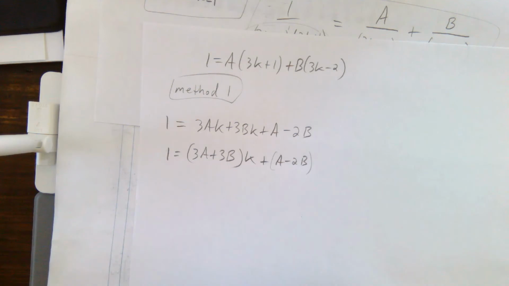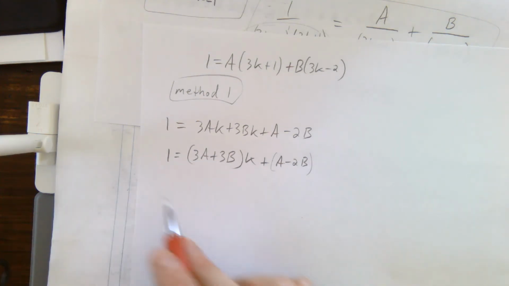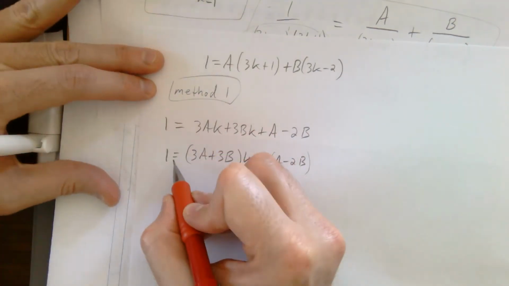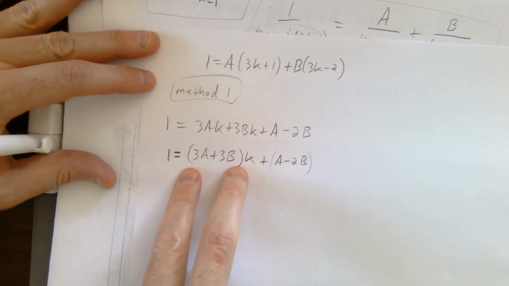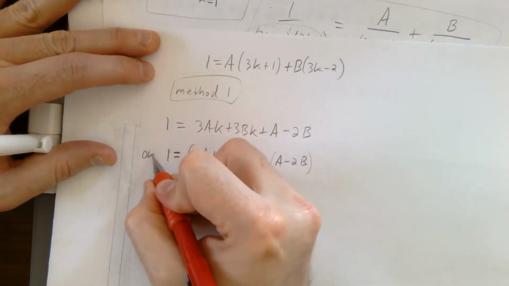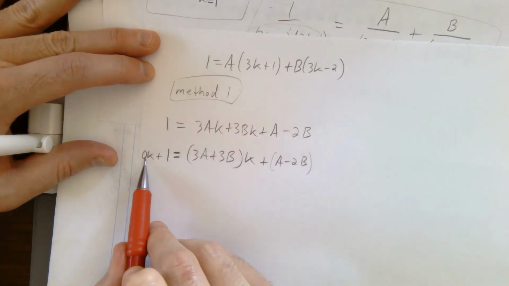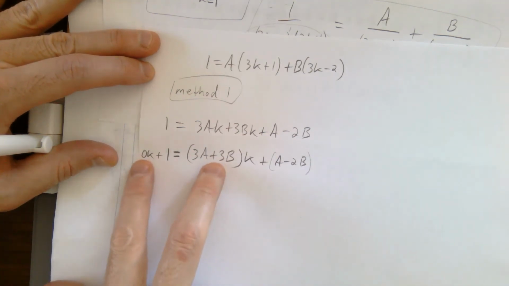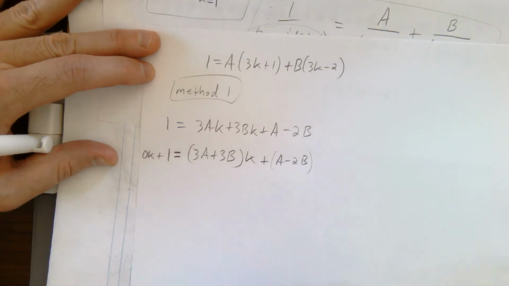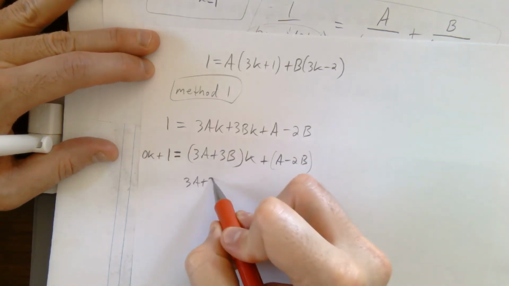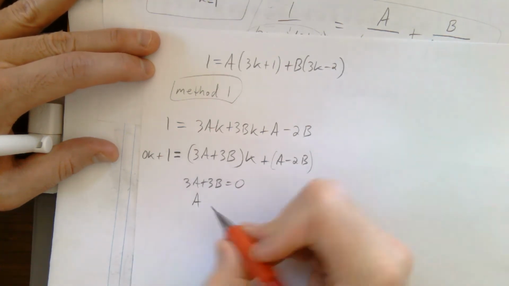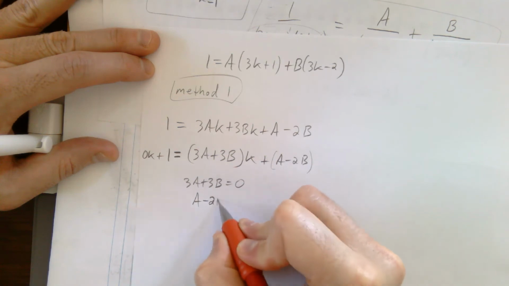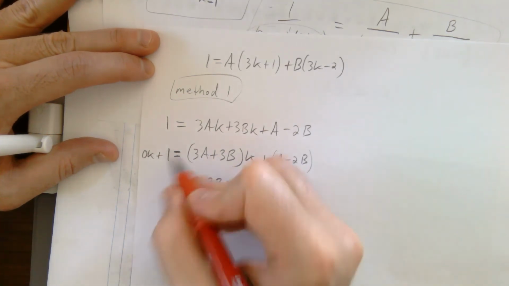And we compare the k term to the k term. This doesn't have a k term, right? For this equality to be true, this coefficient must equal the coefficient on this side for the k. These coefficients are equal, and then these constant terms are equal. So 3a plus 3b must equal 0 for this to be true. But not only that, simultaneously this needs to be true, that this constant term equals that constant term.